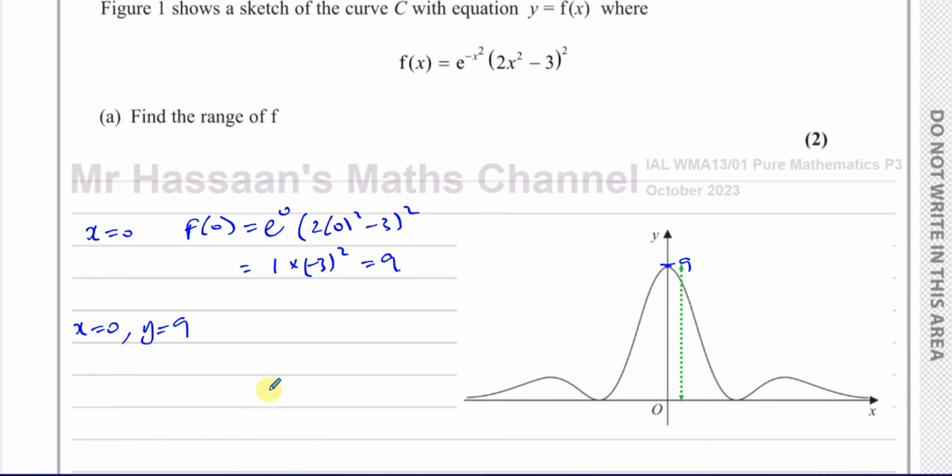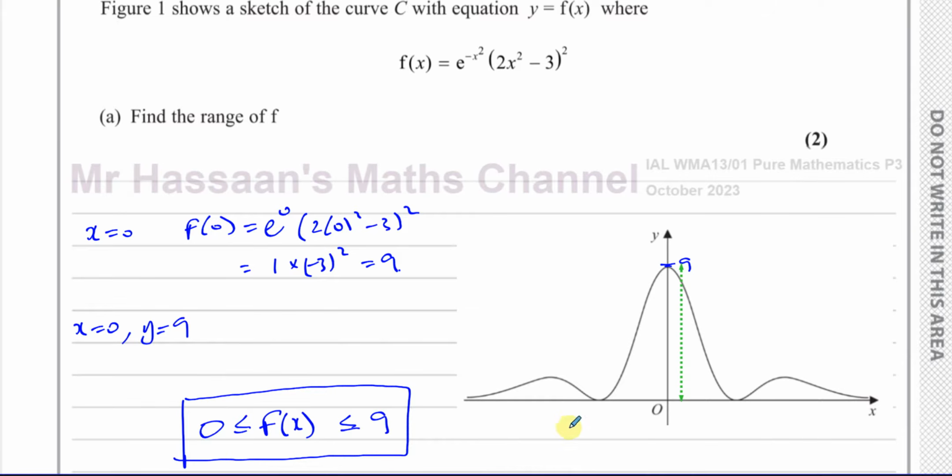So we can say that the range of the function f of x is less than or equal to 9 and greater than or equal to 0. So you write it in this form over here. That's how you should write it. So there's the answer to this question. If you wrote it in interval notation, that's also fine. You put 0, 9 like this. But it's better to write it in this notation here. So there we have the answer to part A of this question.